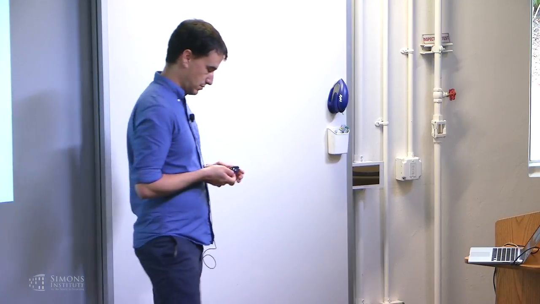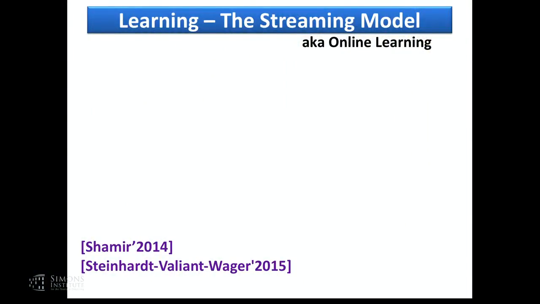So let me start with the learning model. So this is the streaming model. This was suggested by Shamir and Steinhardt, Valiant, and Wager. And they wanted to capture what can a learner with bounded memory learn efficiently.